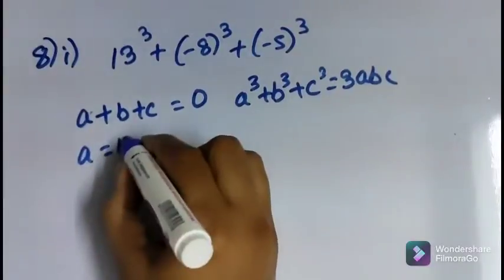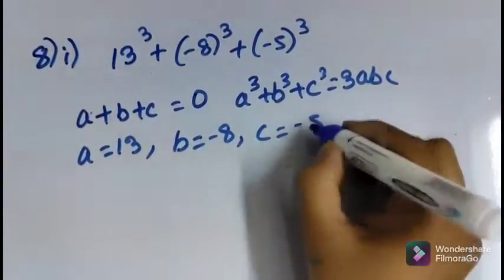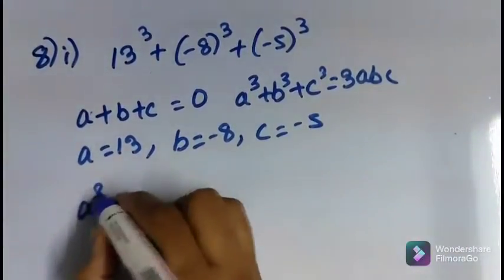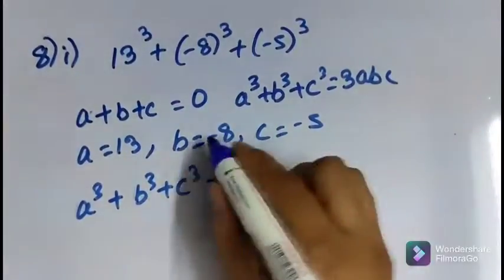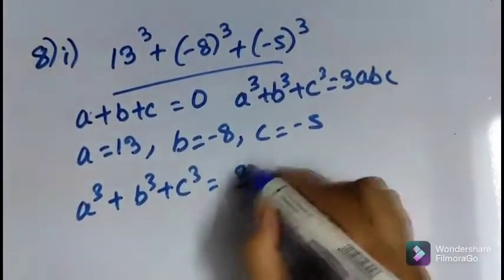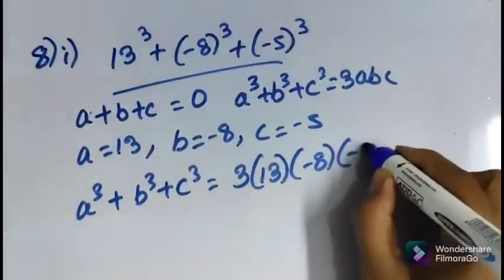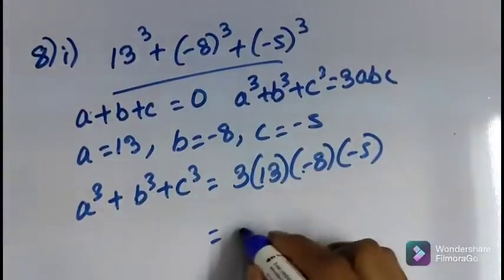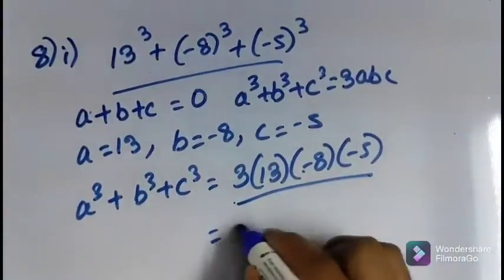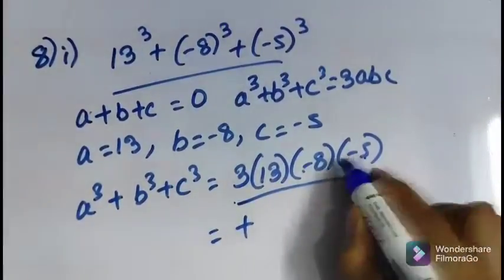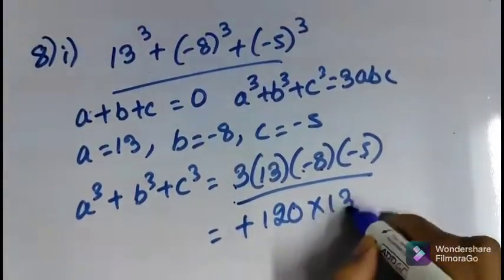Here a is nothing but 13, b is equal to minus 8, c is equal to minus 5. So we can say that a cube plus b cube plus c cube is equal to 3 times a, which is 13, b is minus 8, c is minus 5. So minus into minus is plus. So now let's find out this. Anyways, the answer is going to be positive, right? 5 8s are 40, 4 3s are 12, 120, multiplied by 13 is the answer.